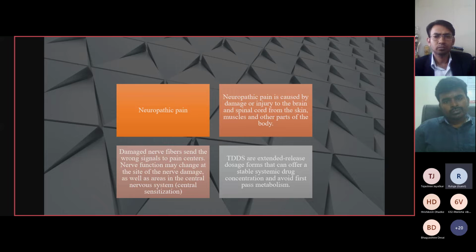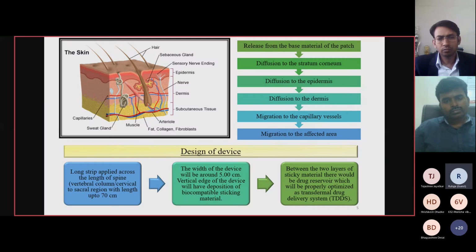You can see here the overall anatomy of skin. After applying the patch, the spine strip releases the drug from the base material, then it diffuses through the stratum corneum, then through the epidermis, then through the dermis, and migrates to capillary vessels, and after that the drug migrates to the affected area.